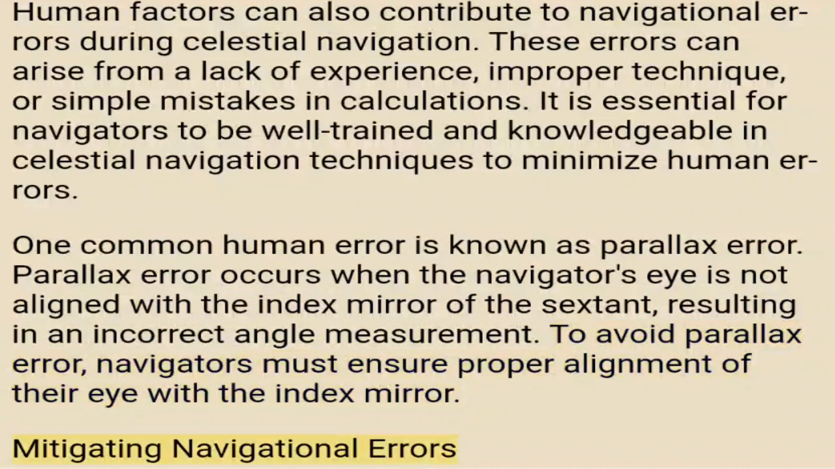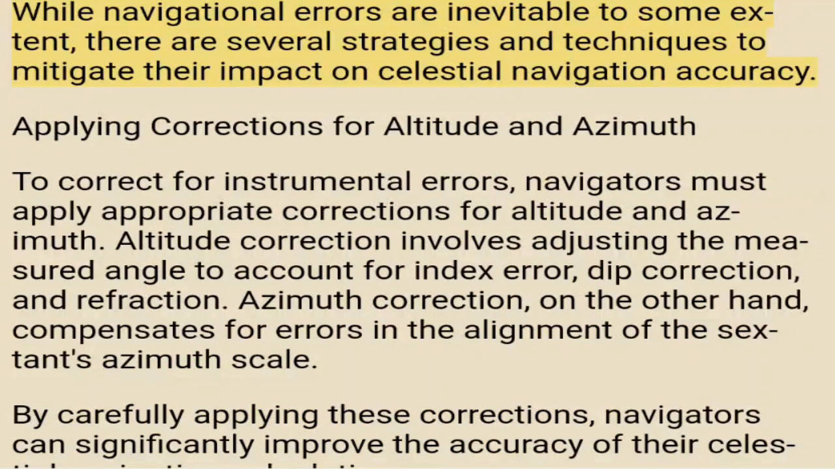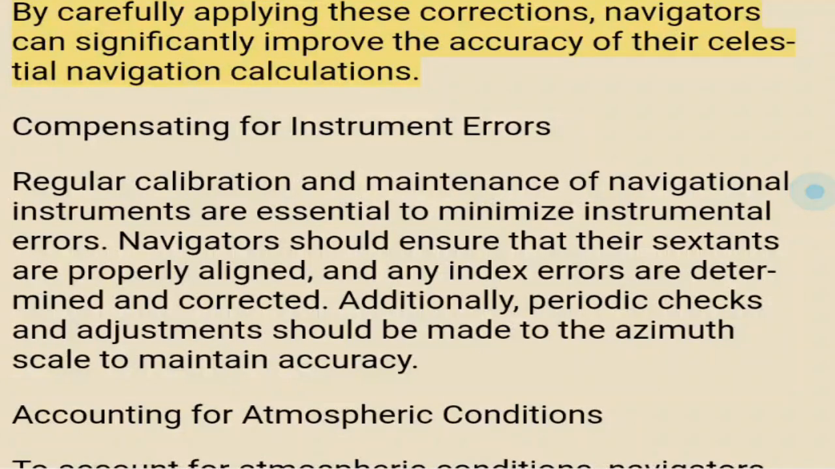Mitigating navigational errors. While navigational errors are inevitable to some extent, there are several strategies and techniques to mitigate their impact on celestial navigation accuracy. Applying corrections for altitude and azimuth. To correct for instrumental errors, navigators must apply appropriate corrections for altitude and azimuth. Altitude correction involves adjusting the measured angle to account for index error, dip correction, and refraction. Azimuth correction, on the other hand, compensates for errors in the alignment of the sextant's azimuth scale. By carefully applying these corrections, navigators can significantly improve the accuracy of their celestial navigation calculations.